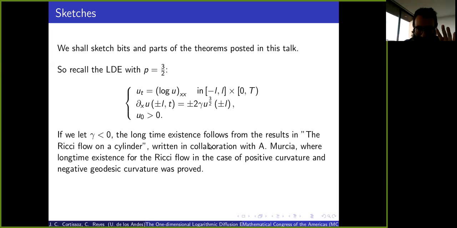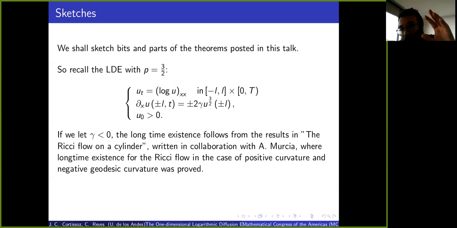Well, I'm just gonna mention how you prove this in a previous paper with a student of mine, Alexander Murcia, about the Ricci flow on a cylinder. We proved that when you have a Ricci flow on the cylinder with S1 symmetry, and the metric at the beginning has positive curvature and the geodesic curvature of the boundaries are constant and negative, it looks like a barrel. Imagine a barrel like this. Then the Ricci flow actually exists for all time.